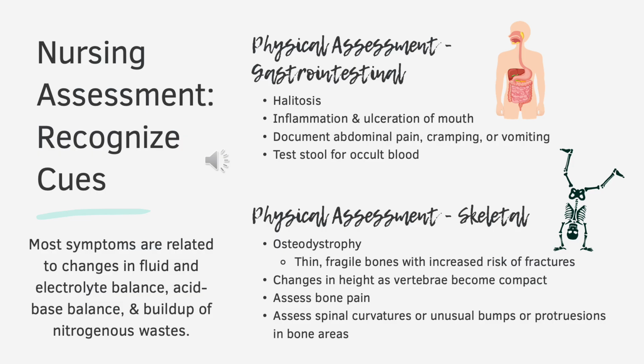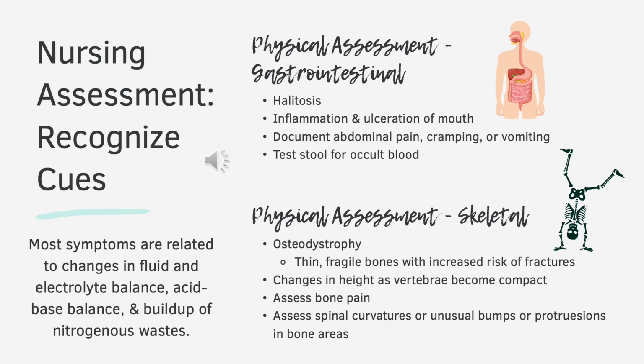Moving on to our skeletal symptoms. These are typically related to osteodystrophy, which is a condition that's caused by poor calcium absorption and continuous bone calcium loss. Remember we talked about earlier that relationship with calcium and phosphorus and what we see with that. So patients who have osteodystrophy will have thin, fragile bones, which increases their risk of fractures even with minimal trauma.